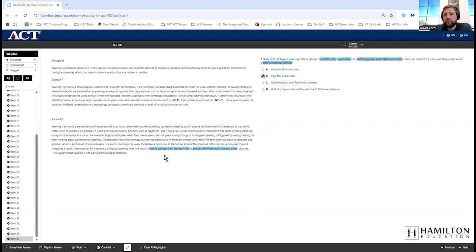Now, it did say younger than 2, so you might have been tripped up by that because it says the number 3 here. But the goal was that it's younger than 2 or people with Parkinson's, so the 3-year-olds are in between that range, so then they should be showing it when they see it.